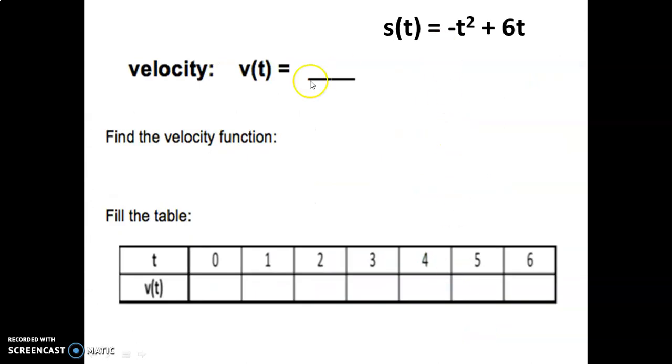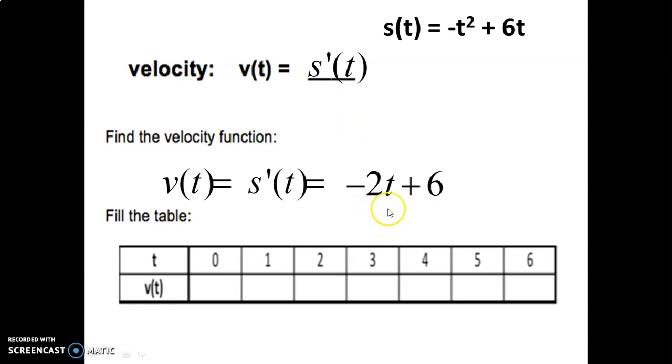Alright, so now let's jump back to what I was saying. When we have a position function, to find the velocity function, all we do is take the derivative of the position function, because that will give us the slope at every point, and the slope tells us the velocity. So the velocity function in this case is negative 2t plus 6. That's just the derivative of that.